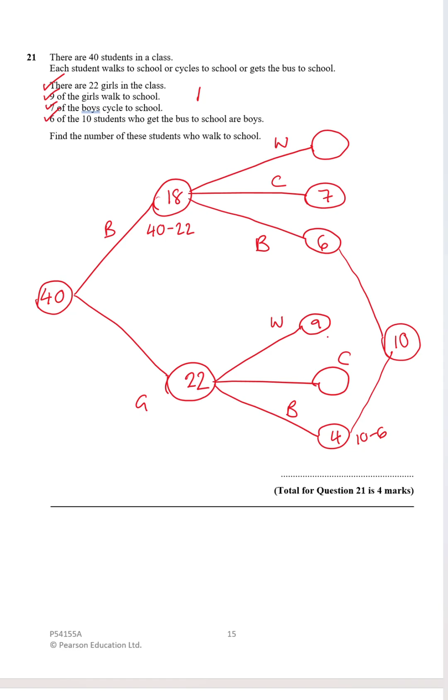And then with my last sections here, I've now got 1 bubble missing. I know that these 3 here are going to have to add up to 22. So I can do 22 take away 9 and 4, which is 22 minus 13, which I believe is 9. The same again up here. I know these 3 bubbles are going to add up to give me 18. So I can do 18 take away 7 plus 6, which is 18 take away 13, which is 5. My question says, work out the number of these students who walk to school. Well, 5 boys walk to school and 9 girls. Therefore, 14.